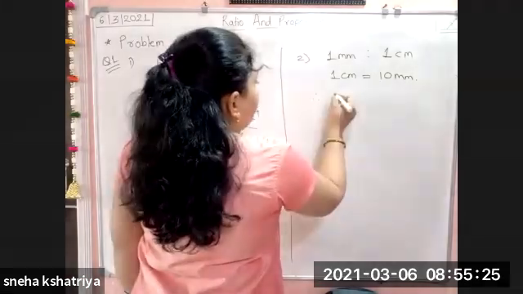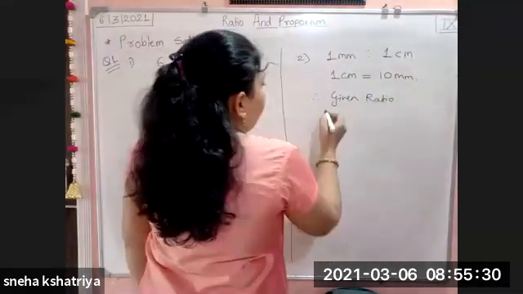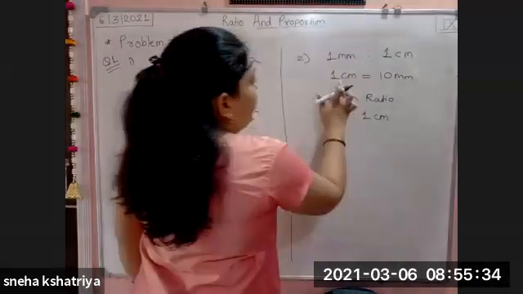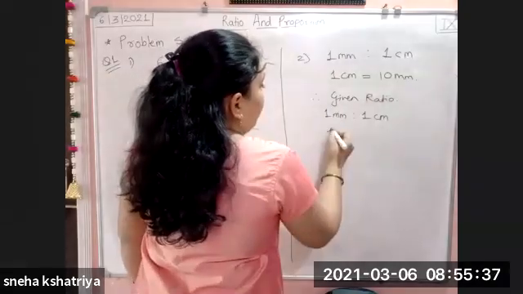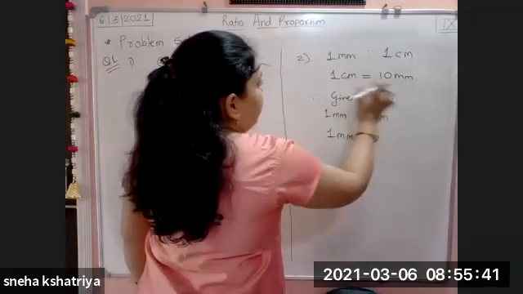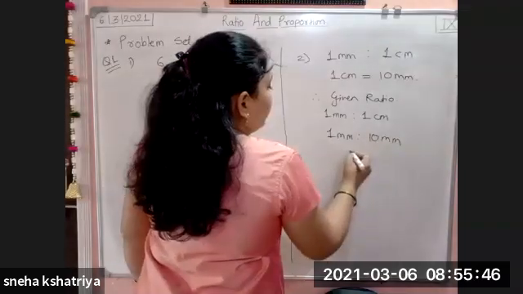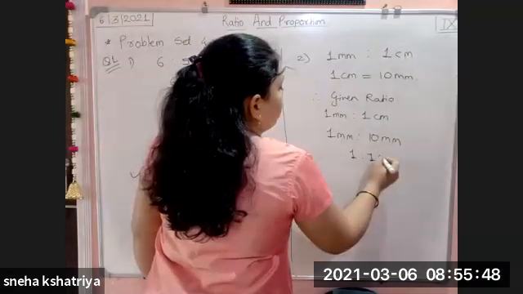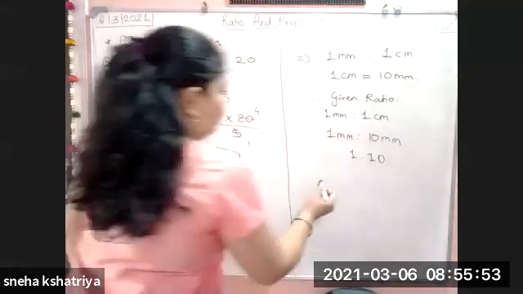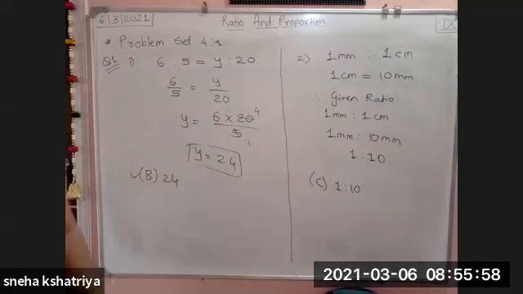So the given ratio, which we have to find, is 1 mm to 1 centimeter. But 1 centimeter is equal to 10 mm, so for 1 centimeter we will write 10 mm. Remove the units, what do we get? 1 is to 10. So your option number C, 1 is to 10, is right.